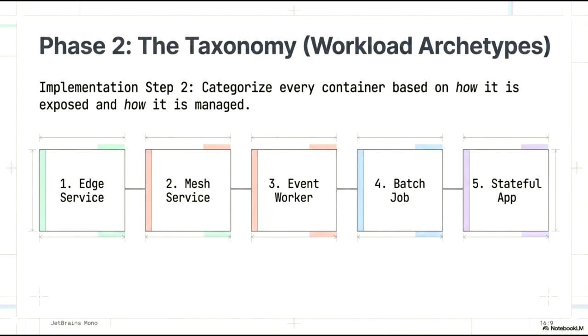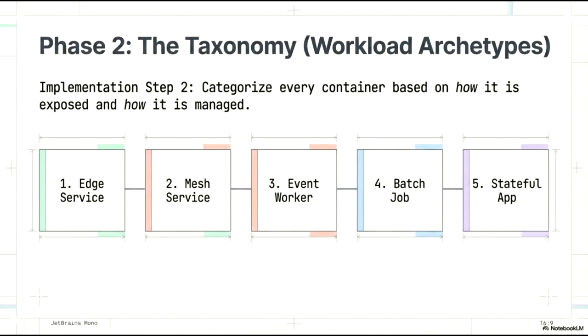Moving into Phase 2, we focus on establishing a clear taxonomy for our workload archetypes. This second implementation step requires us to categorize every container in the environment based on two key criteria: how it is exposed to traffic and how its lifecycle is managed. By doing this, we can standardize operational patterns across 5 primary archetypes.